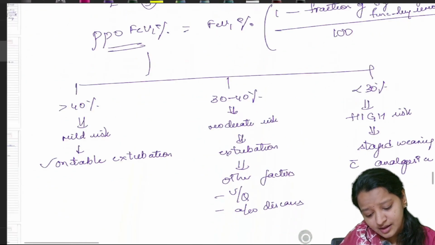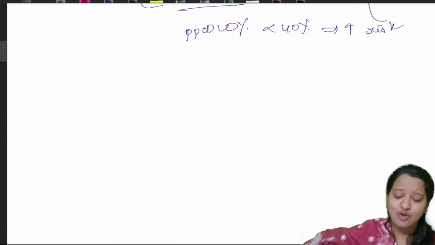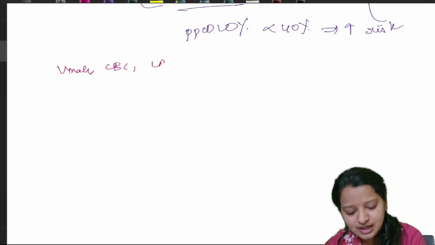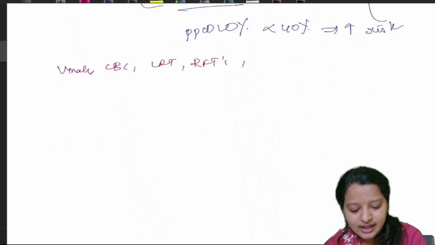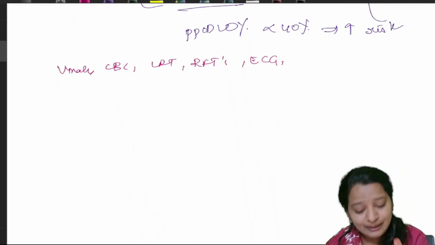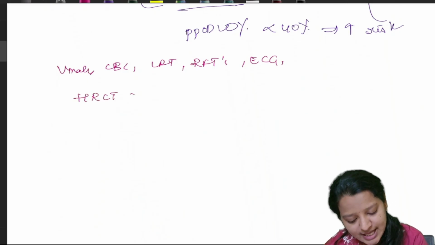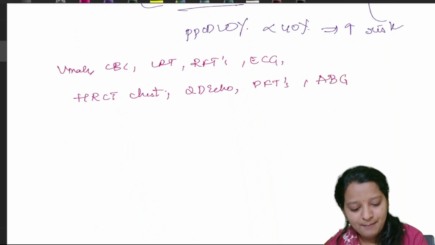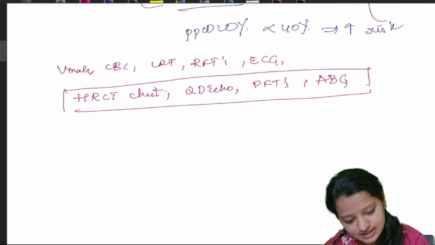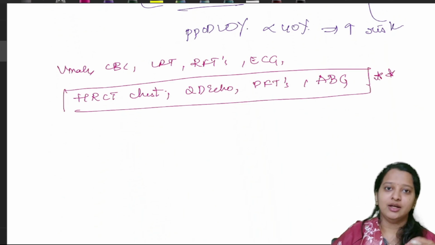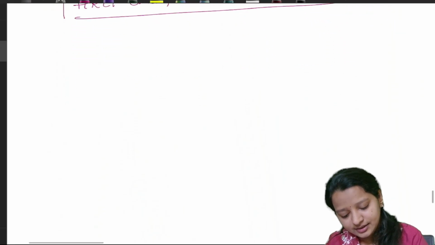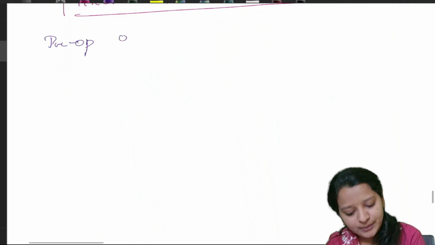Apart from this, the routine investigations, obviously we have to have vitals, CBC counts, LFTs, RFTs, ECG. Okay, the main important things are we have to have HRCT chest, 2D echo, pulmonary function test, and baseline ABG. These are specific and you should not forget them among the routine investigations.